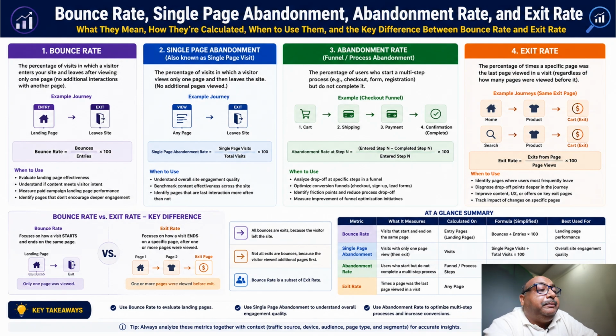Let's look at the third one, abandonment rate, that is funnel process abandonment. This shows the percentage of users who start a multi-step process, for example a checkout, a form or a registration, but do not complete it. So you might enter a cart, you might go to shipping, you might go to payment, but you drop off. So abandonment rate at a particular step would be the users who entered that step minus those who completed that step, divided by the users who entered that step. So this is more related to funnels.